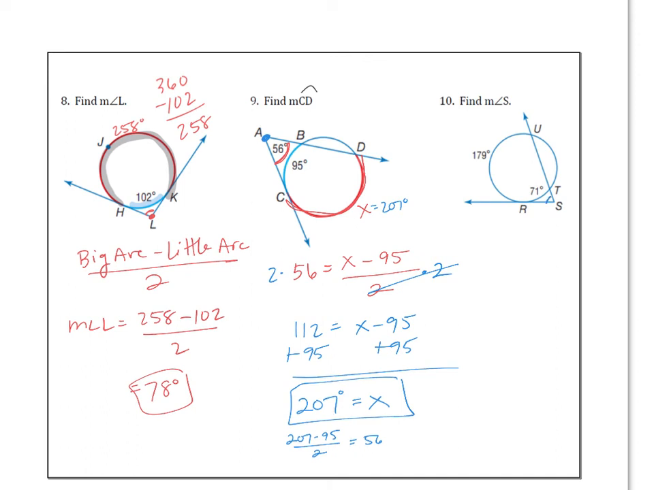So since angle S is outside of the circle, we're going to do big arc minus little arc, divide by 2. So 179 minus 71, divide by 2. And I think we get 54. So the measure of angle S should be 54 degrees.